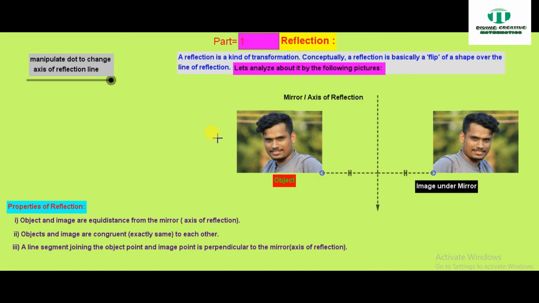Okay, in conclusion, we discussed three properties of reflections. First, object and image are equidistant from the mirror, which means the axis of reflection. Second, object and image are congruent to each other, which means they are exactly the same. Number three, a line segment joining the object point and image point is always perpendicular to the axis of reflection, that is, the mirror.